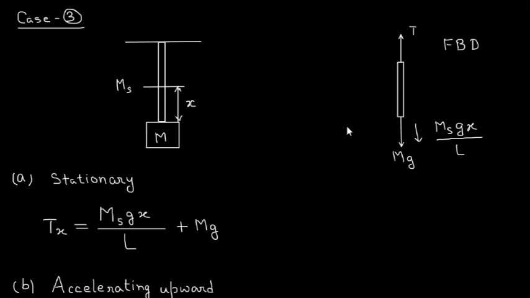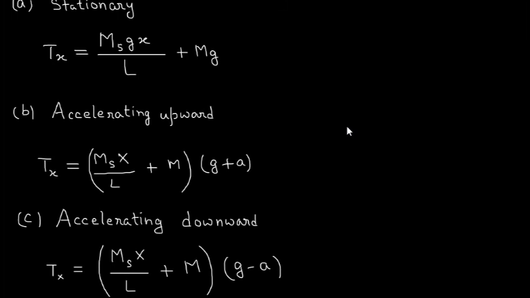Case 3. We can see in the figure that in the stationary case we have tension Tx is equal to ms g x upon L plus mg. Accelerating upward, then Tx is equal to ms x upon L plus m multiplied by g plus a. Accelerating downward, then Tx is equal to ms x upon L plus m multiplied by g minus a.